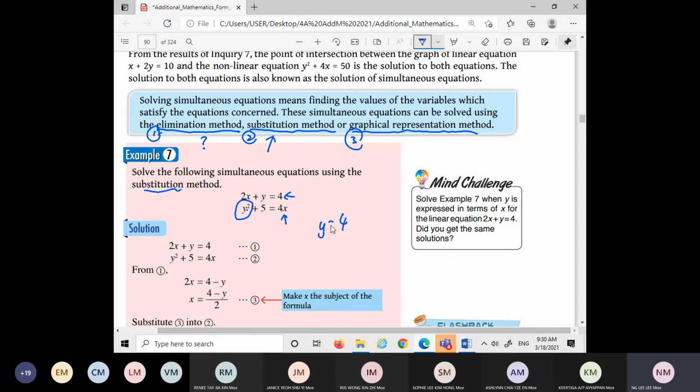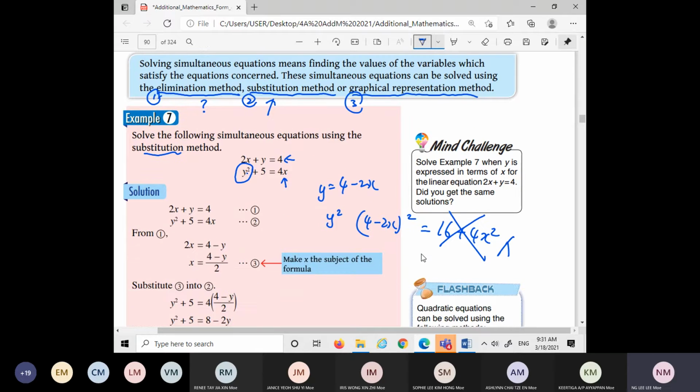Here, if you express y in terms of x, y equals 4 minus 2x. Students will always make a mistake for y squared, which is (4 minus 2x) squared. In the expansion they always write only this, and they forget there is one more term. So remember, if you want to make y the subject and then substitute inside here for y squared, be careful and aware of your expansion on the square.